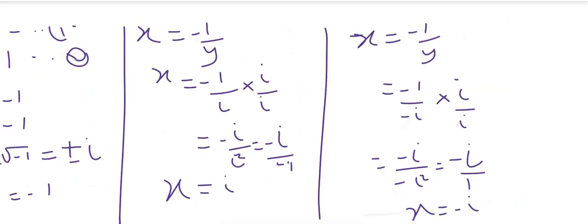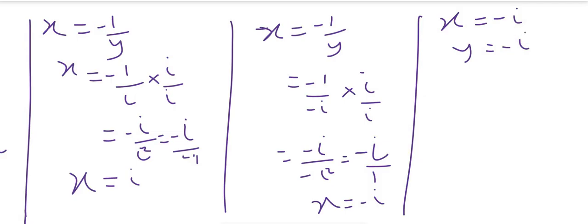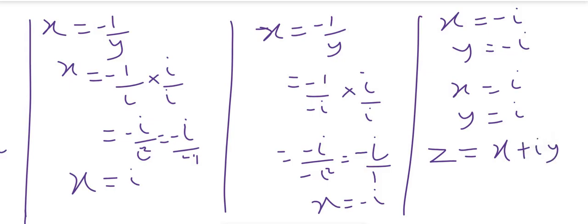So these can be written as: when x is minus I, y is also minus I. When x is I, y is also I. So we need to substitute this into the complex number z. Don't forget we represented the complex number as z, which is x plus iy.